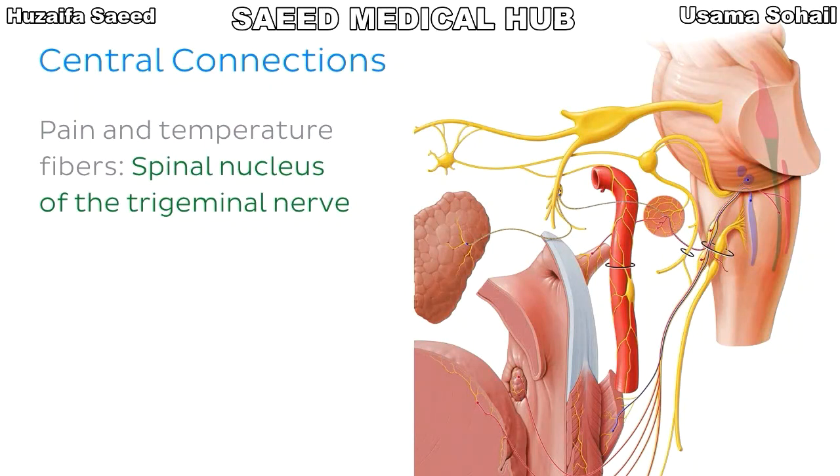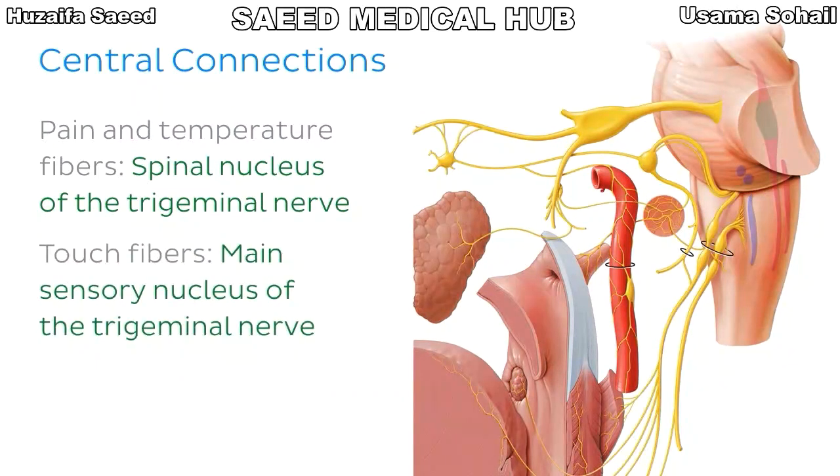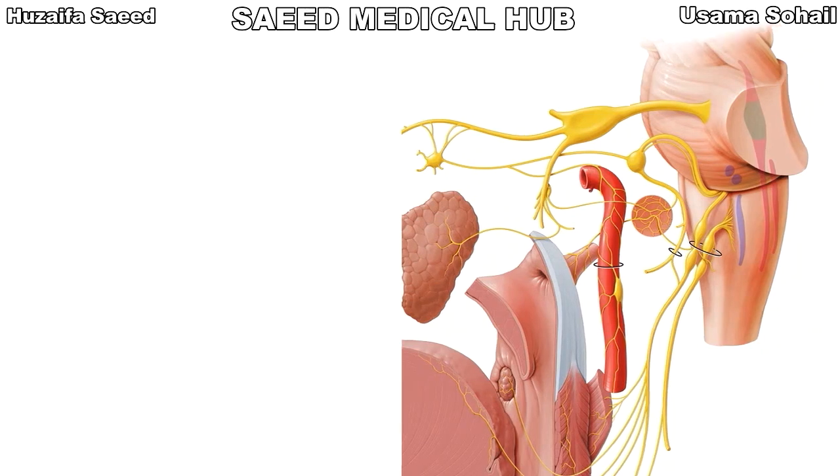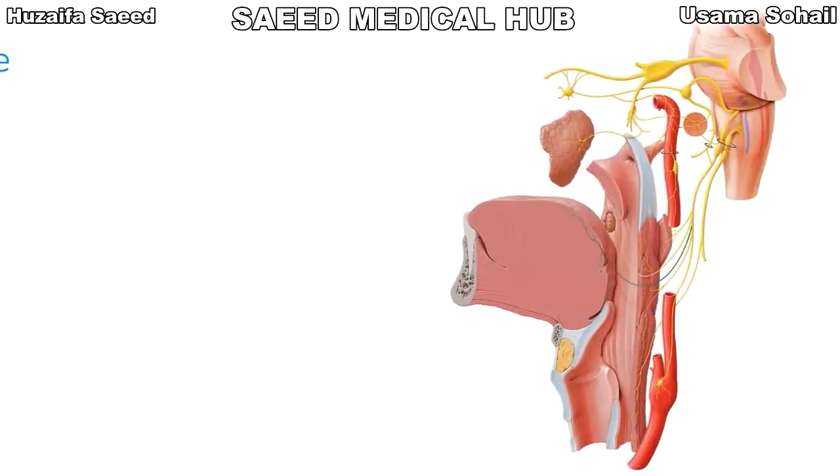while touch fibers will synapse in the main sensory nucleus of the trigeminal nerve, which you also see here now highlighted in green. Now, if you remember from the list of functions we talked about before, the next function we will be talking about is special sensation. For special sensation, you only need to remember one, taste. The glossopharyngeal nerve is involved with sensation of taste.